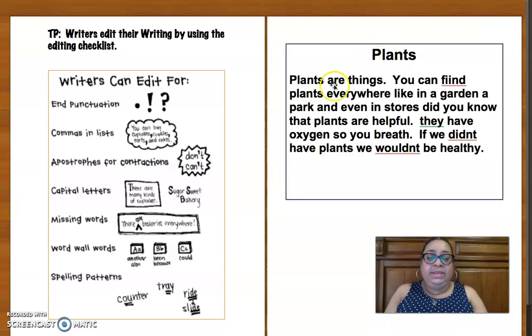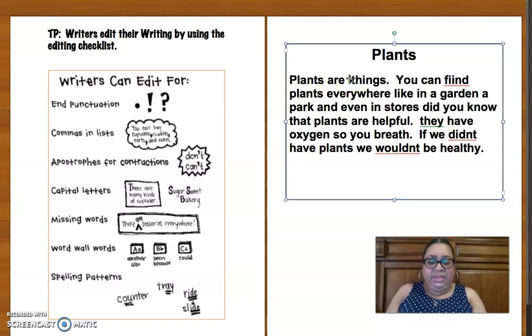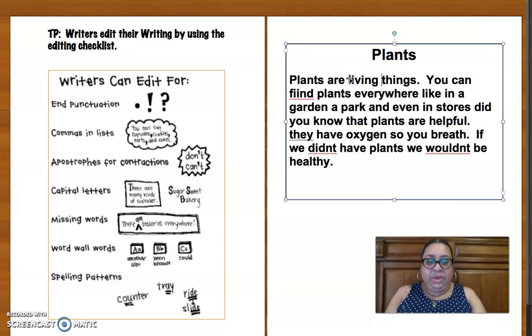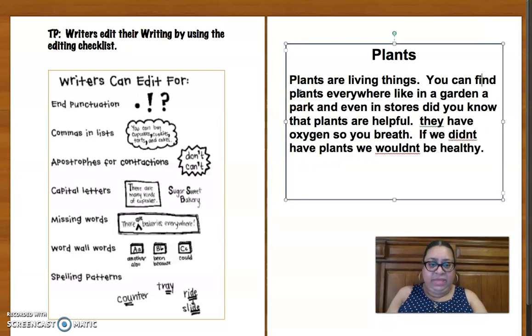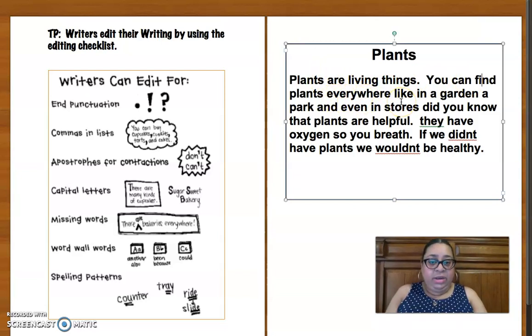Plants. Plants are things. Well, I don't think I wanted to say they're things, because more specifically, plants are living things, so I was missing a word. Plants are living things. You can find plants everywhere. Ooh, that doesn't look like how you spell find. I have two I's. Let me get rid of that. Plants are living things. You can find plants everywhere, like in a garden, a park, and even in stores.